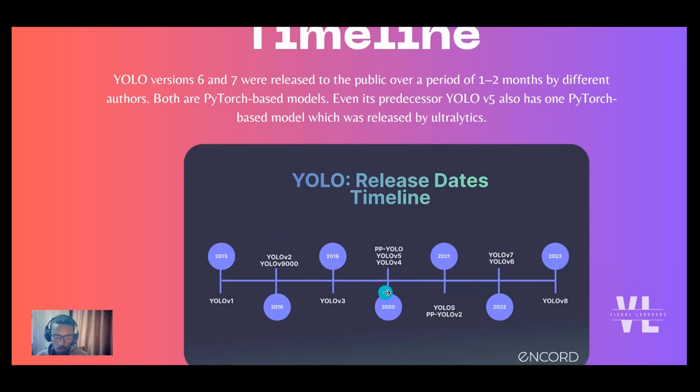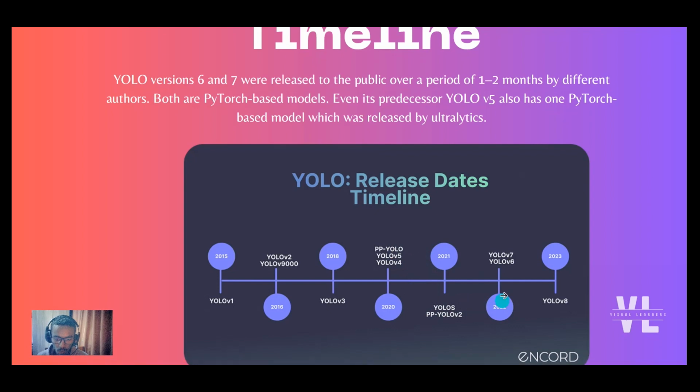And finally, in 2020, we had a lot of YOLO models that were released from different companies and authors. YOLO V4 was not written by the original author. It was written by Alexey Bochkovskiy. YOLO V5 was released by Ultralytics, which is the same company that released YOLO V8, and PP-YOLO was released by Baidu. In 2021, PP-YOLO V2, the second version of PP-YOLO, was released by Baidu, and another model known as YOLOS.